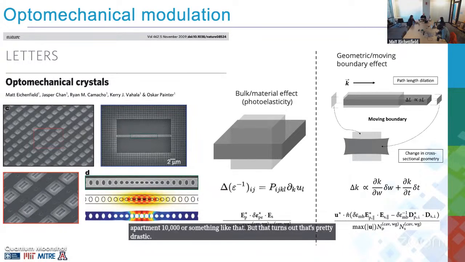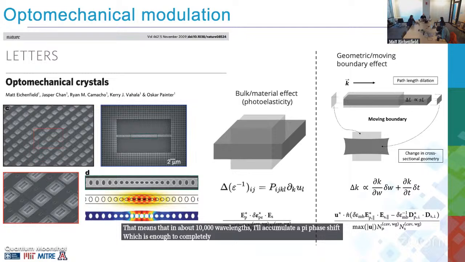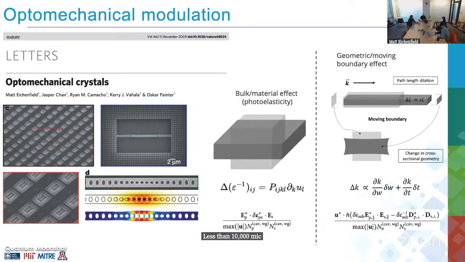That means that in about 10,000 wavelengths, I'll accumulate a pi phase shift, which is enough to completely destructively interfere the light, making my amplitude modulator. So, how long is 10,000 wavelengths? Well, it's something like less than 10,000 microns, so about a centimeter or something like that.